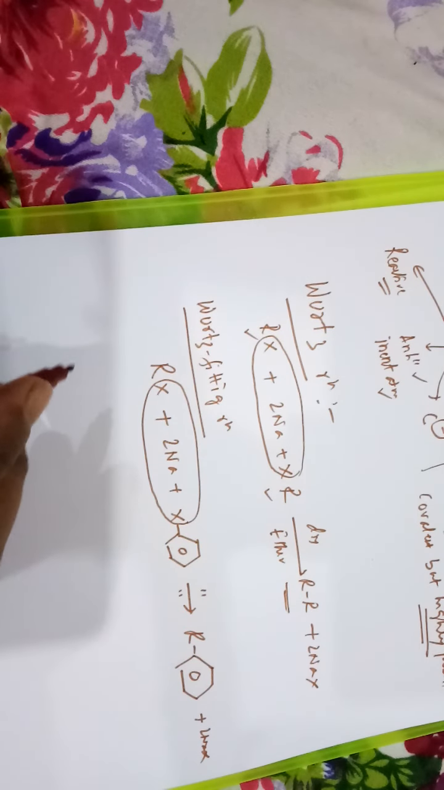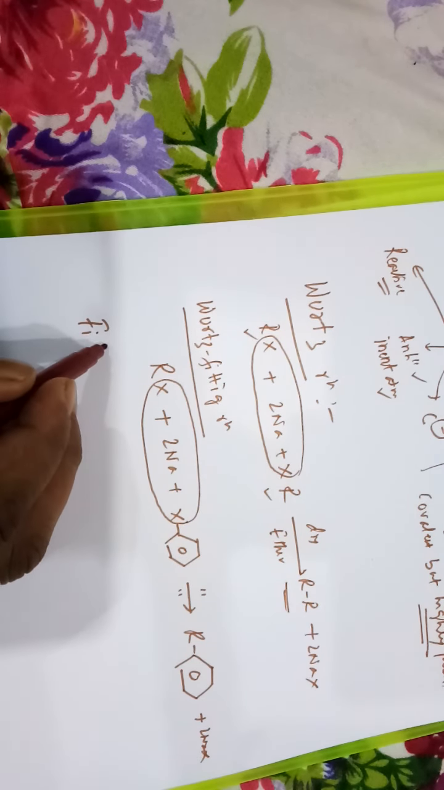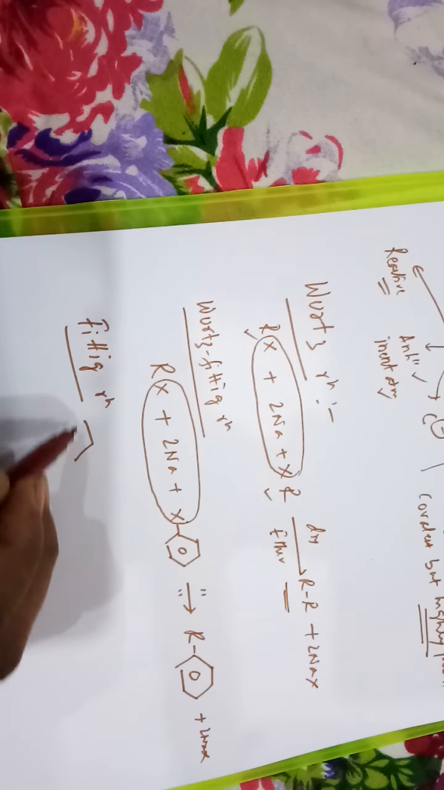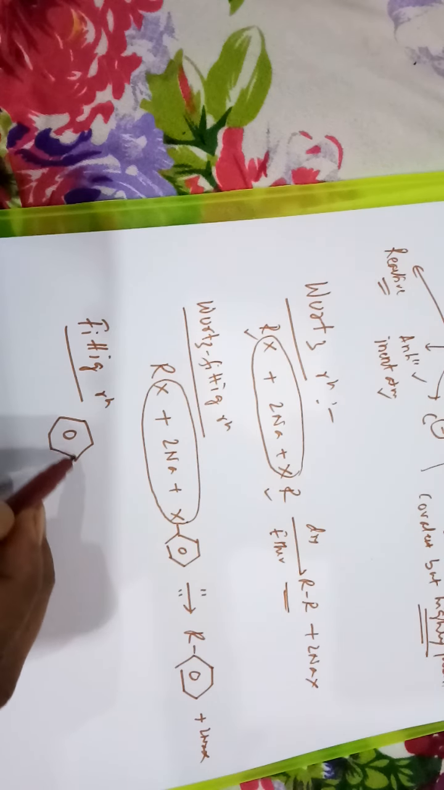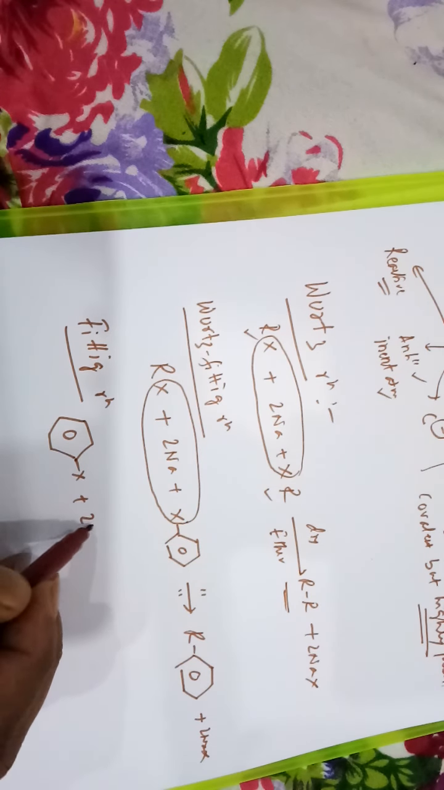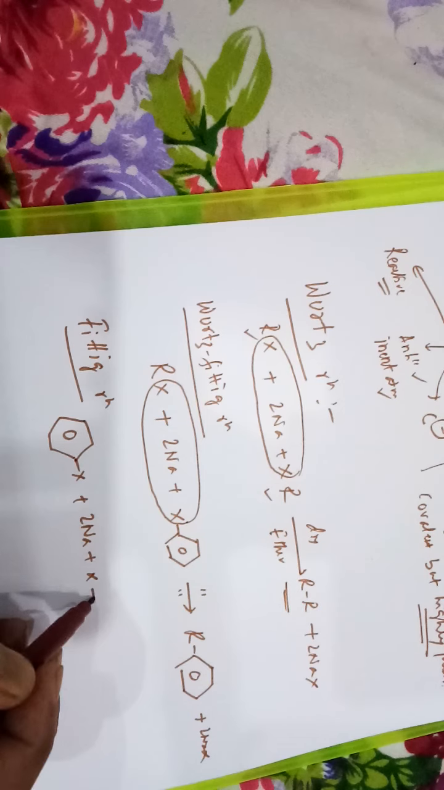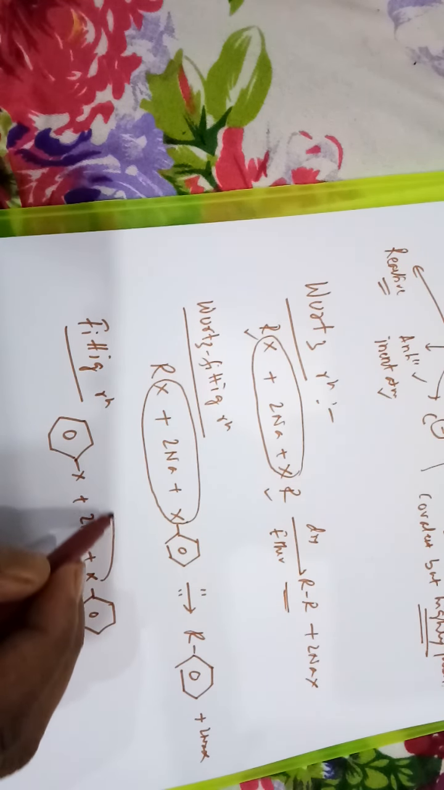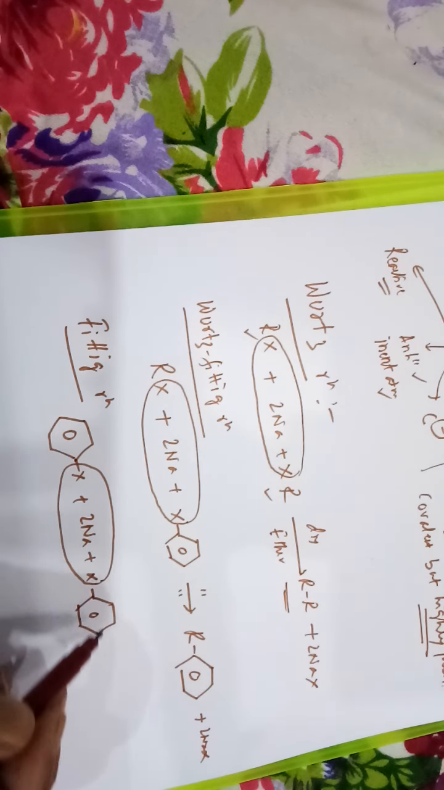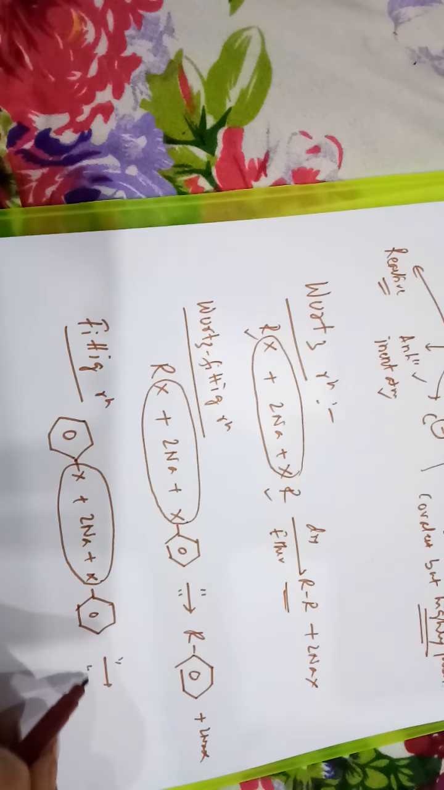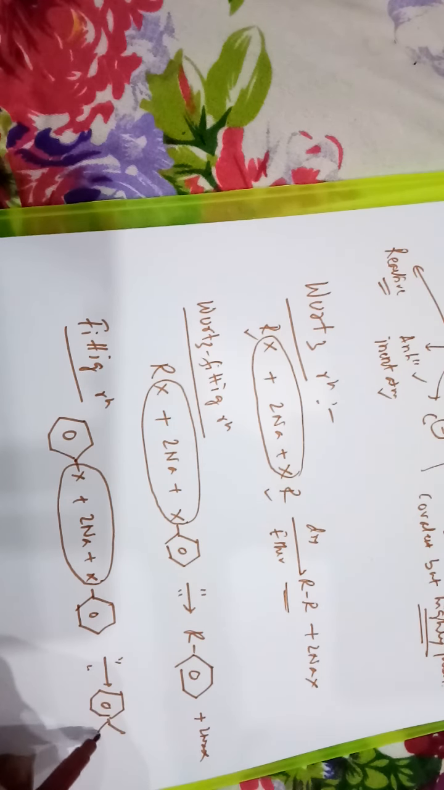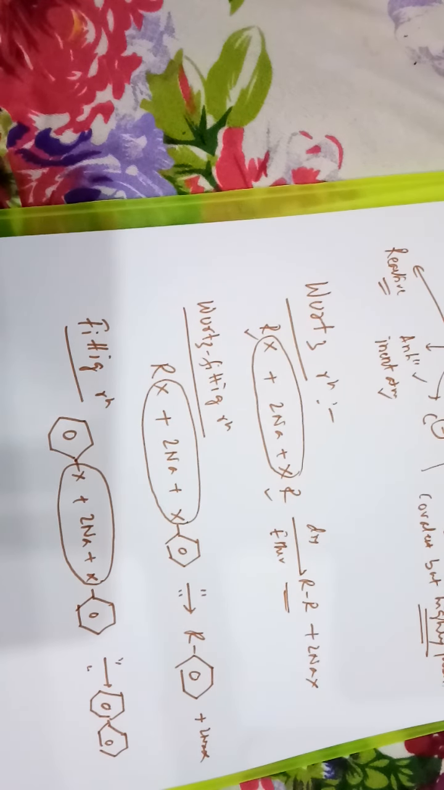Then another reaction is called the Fittig reaction. To remove this one, in the presence of dry ether, obviously, you get biphenyl as the product. This is for the Fittig reaction.